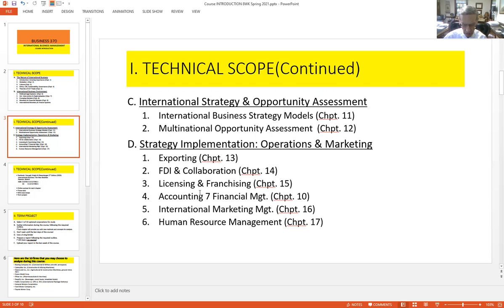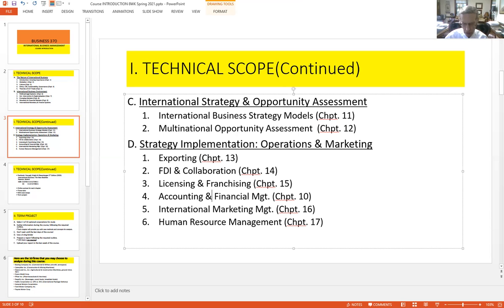It's not accounting 7 financial management, it's accounting and financial management, right? That's on the 7 key of my keyboard, and now you know that I'm not a perfect typist. And finally, international marketing, which is extremely important, and international human resource management, which is also very important. So the good part about this large textbook is that it covers just about every issue of international business.